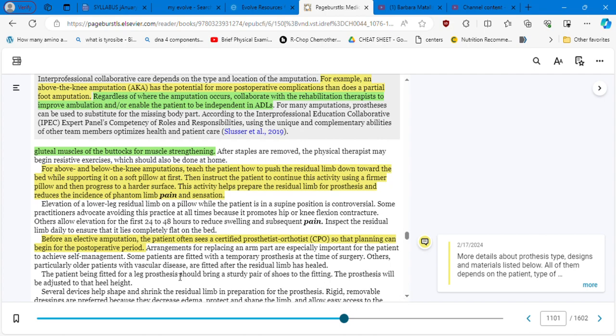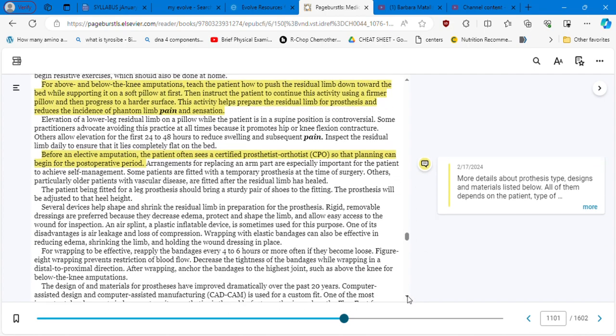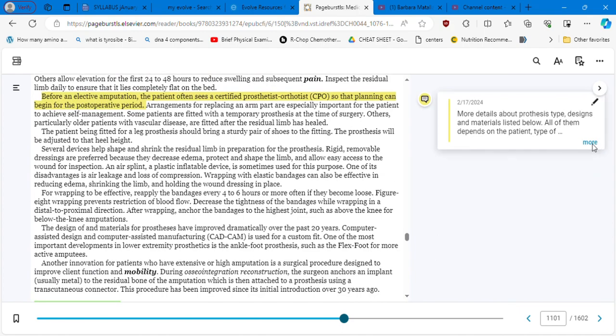Toward prosthesis. Before an elective amputation, the patient often sees a certified prosthetic orthotist so that planning can begin for the postoperative period. And the following paragraphs have a lot of details about prosthesis type, design, and material listed below. All of them depend on the patient type and amputation, etc. So I'm gonna skip it.